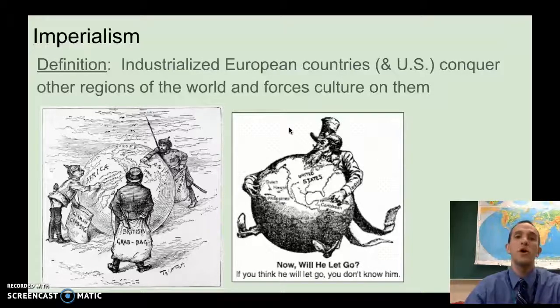There's a couple causes of this, and that's really the focus for this Edpuzzle today: what were the causes that led to this imperialism, where these Europeans go out and conquer these areas, and what leads to it.